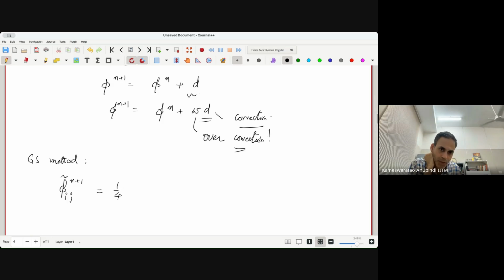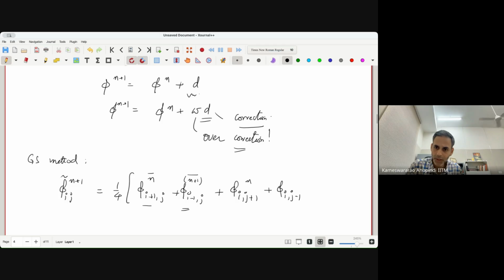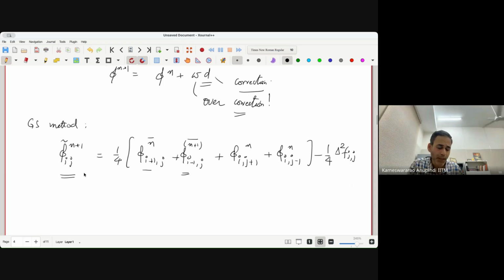That's going to be 1 by j of phi i plus 1 j at n plus phi i minus 1 j at n plus 1. Pay attention here. Whenever I use i minus 1, I'm using n plus 1. Whenever I use i plus 1, I'm using n. This is because of the Gauss-Seidel method, because those values are already available at the current step. Similarly, phi i j plus 1 at n, and then phi i j minus 1 at n plus 1, minus del square Fij, divided by 4. Okay, so that's what I have. So this is what you got from the Gauss-Seidel method.